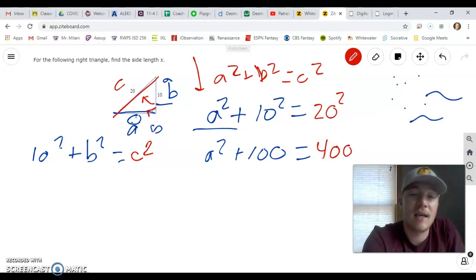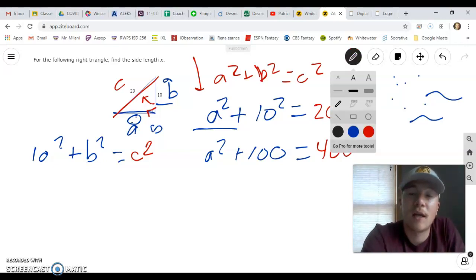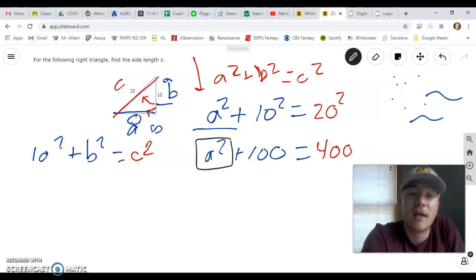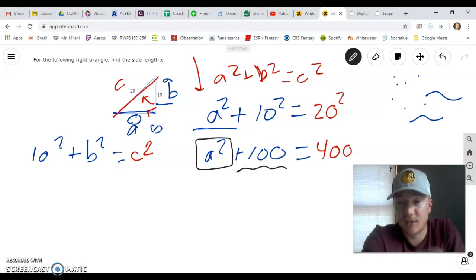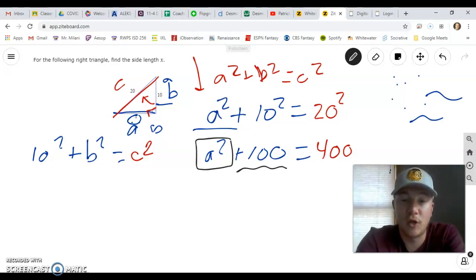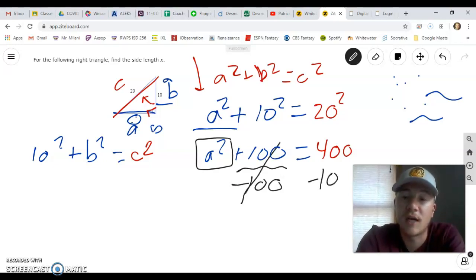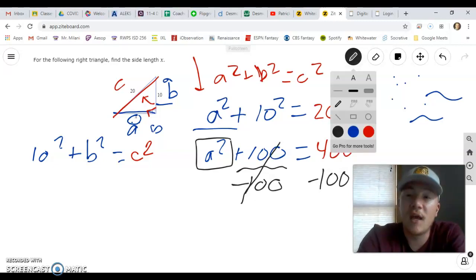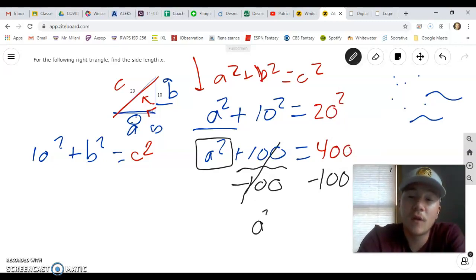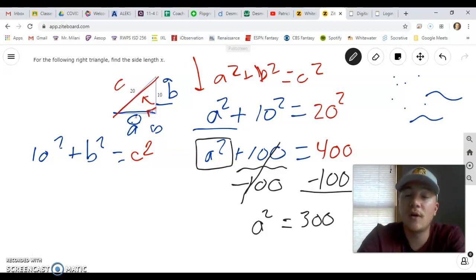Now, how do we get this A squared all by itself in order to get A alone? The one extra step happening today is that we've got to move something away from that A squared. It's going to be on the same side as one of our other legs. So to get the A squared by itself, I have to move this positive 100. I'm going to subtract it to cancel it out. I'm going to do the inverse, so minus 100 from both sides. And I'm going to be left with A squared equaling 300, because 400 minus 100 is 300. So A squared equals 300.